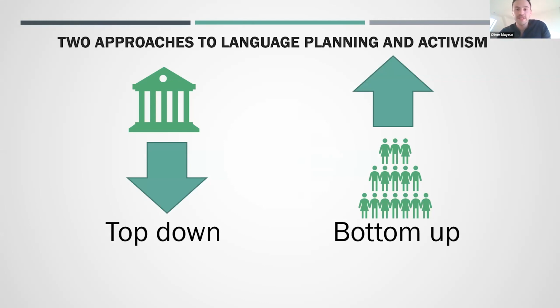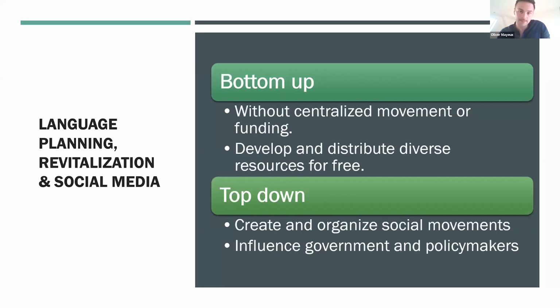I'll just mention briefly another key concept that we know from the literature on language planning, which is the difference between top-down initiatives, those driven by, let's say, a government or a state organization, and bottom-up initiatives, which are emergent in a community of interested people. In the case of language revitalization, top-down initiatives quite often organize social movements or give funding to existing social movements. It comes into question the status of the language officially in a state or government.